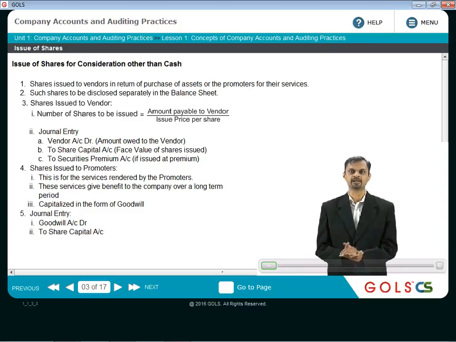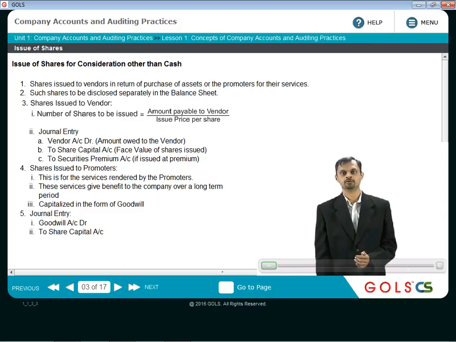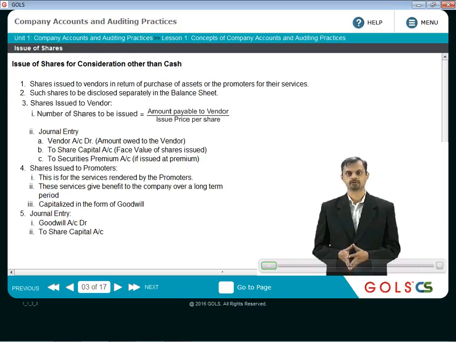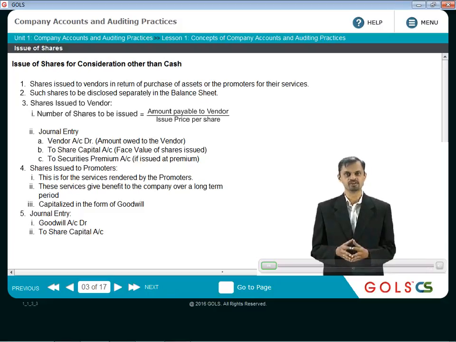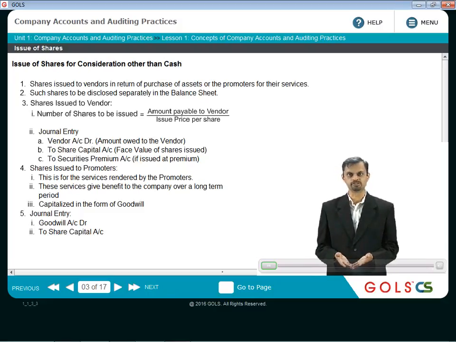If the issue is happening at premium, then suppose the premium amount is 2 rupees. So 10 rupees is the face value and 2 rupees is the premium. So the issue price is 12 rupees. Then in that case, the number of shares will be equal to amount payable, which is 60 lakhs, divided by the issue price, which is 12. So the number of shares will be 5 lakhs. So the entry will be vendor's account debit 60 lakhs, because we have to close the vendor's account, to share capital. Share capital is always with a face value. So number of shares is 5 lakhs. Face value is 10 rupees per share.